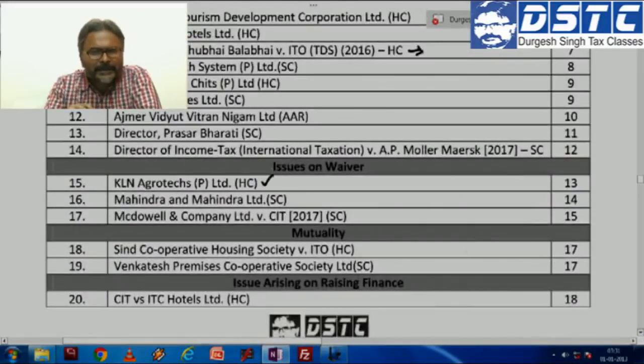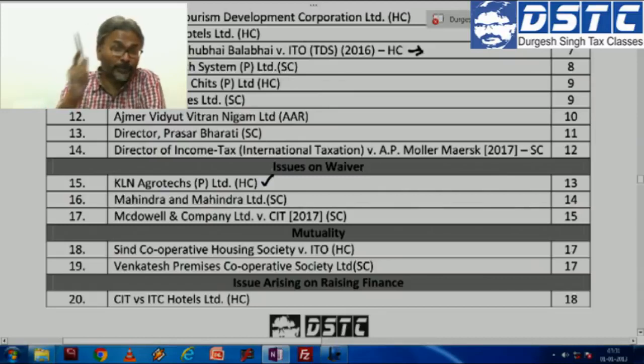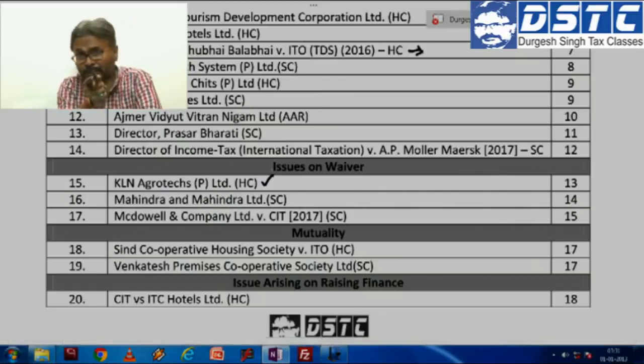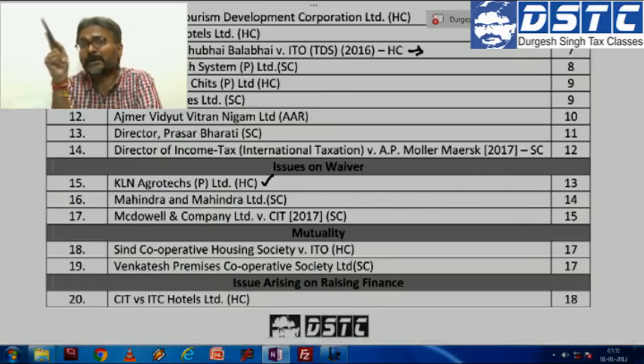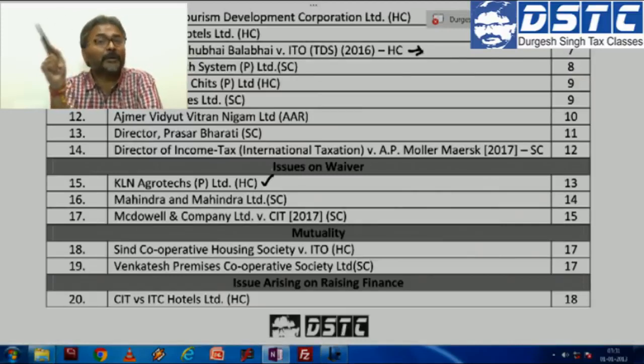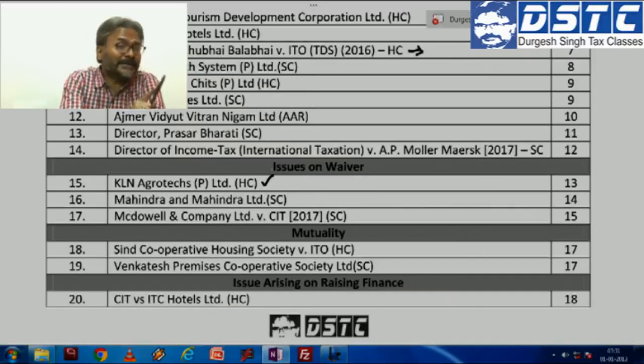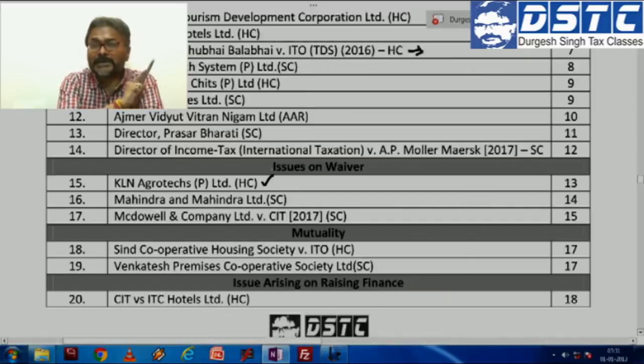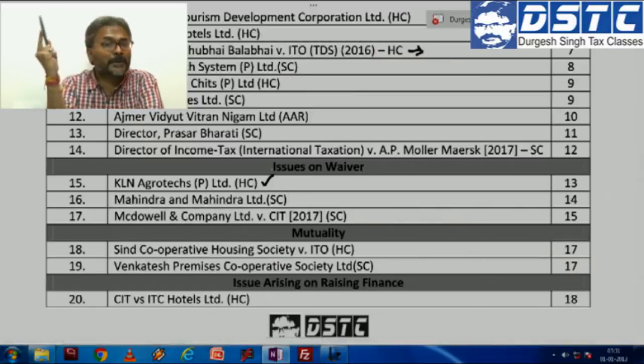KL and Agrotech, primarily waiver of that particular loan, including that interest amount. Double jeopardy is what you need to remember, double jeopardy. So if you are not allowing the deduction of the interest, you will also not consider the interest income, because 41(1) requires that the expenditure or the liability should have been allowed to you as deduction. So if no deduction has been provided, you cannot consider that particular amount as your income.